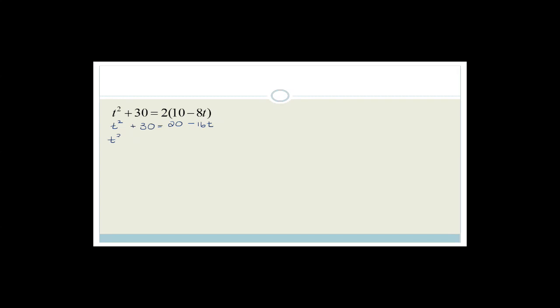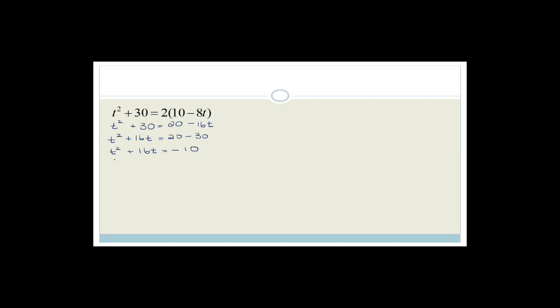So we get t squared. When we take the minus across, it becomes a plus 16t is equal to 20. When you take the number across, it becomes a minus 30. So you've got t squared plus 16t is equal to minus 10. So there we go. We've got a t squared, we've got a t, and we've got a number, and we've already put the number onto the other side. There is a coefficient of 1, so we don't need to divide by that.